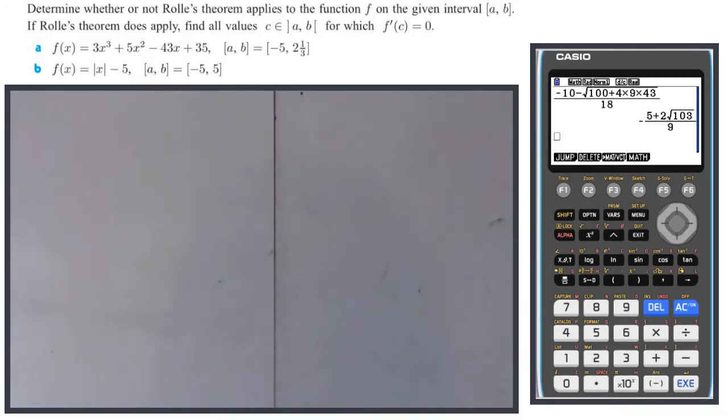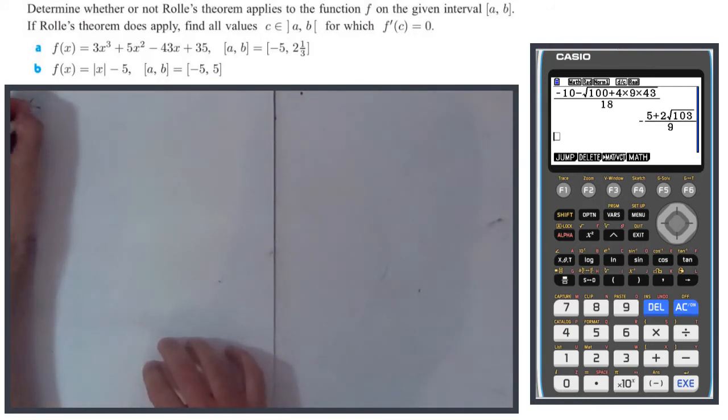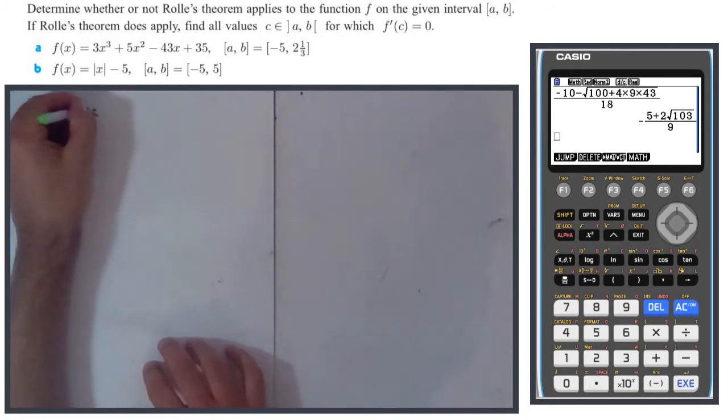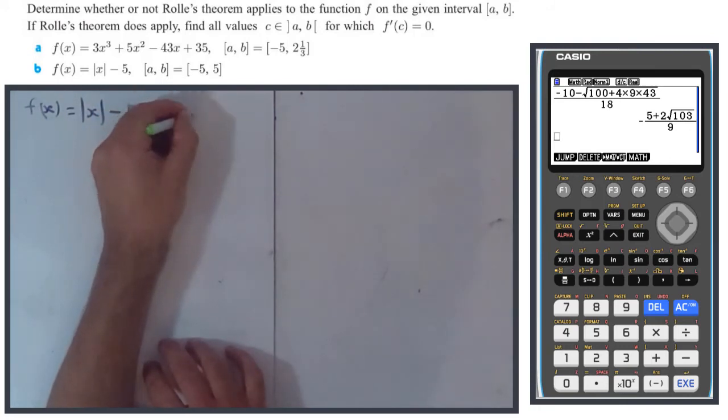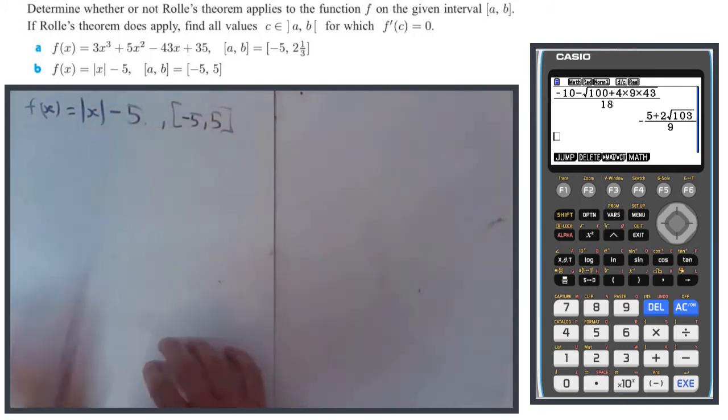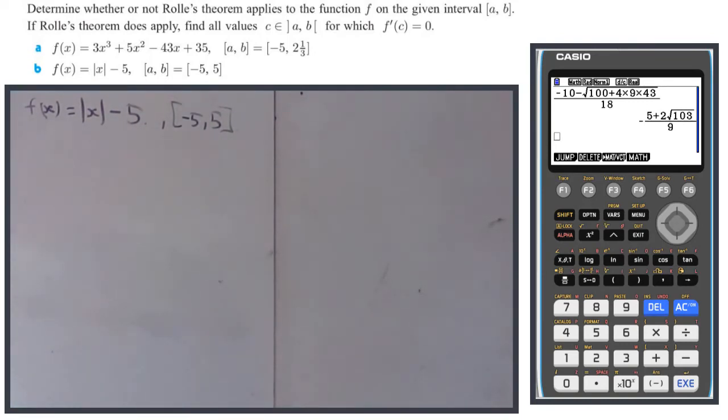Okay, the second function, f of x, is the absolute value of x minus 5, and the closed interval is between minus 5 and 5. So f of x equals the absolute value of x minus 5, and we're interested in minus 5, 5. Right, so if you remember, not long ago we did look at the absolute value of x, and we assessed it for continuity and differentiability, and it had a problem. It was continuous everywhere, but it had a problem when x equaled 0.